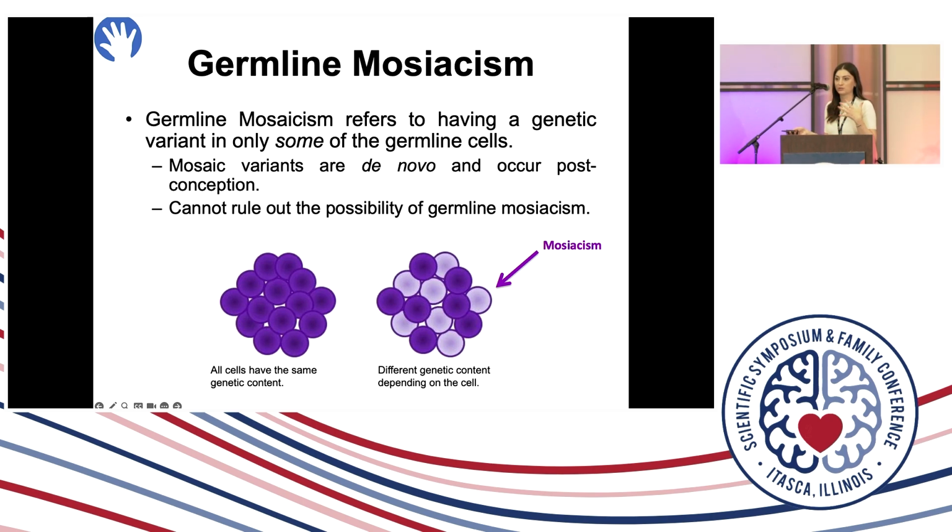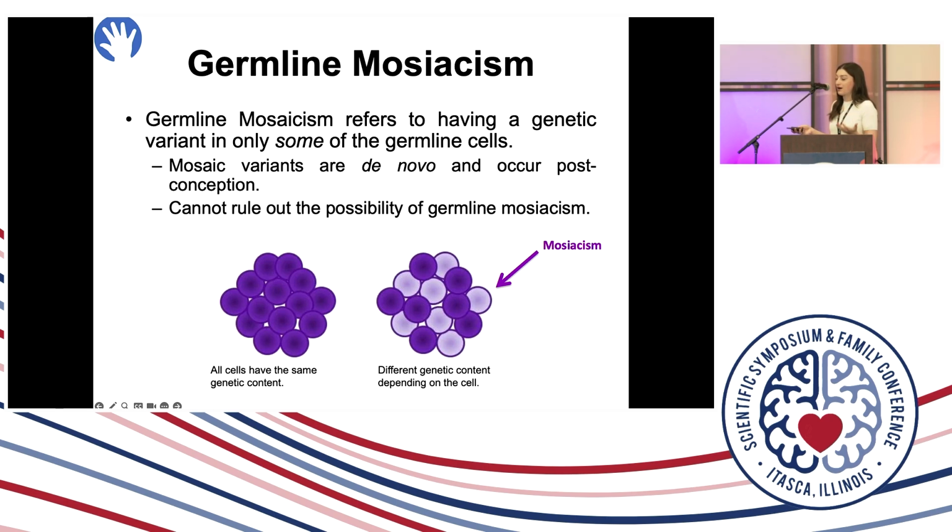So if you've seen any of those, there's a bunch of different tiles that are all put together in order to make one mural, essentially. And so germline mosaicism refers to having genetic variants in only some of the germline cells. So those are the egg and the sperm.